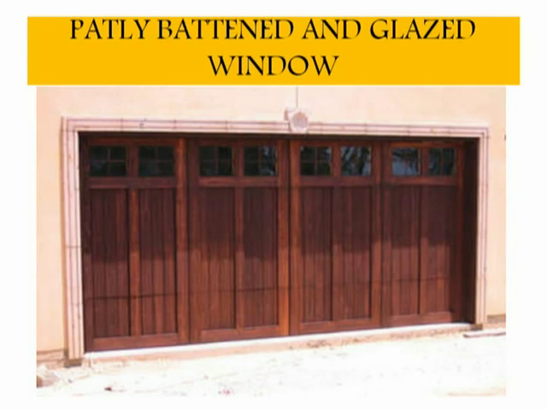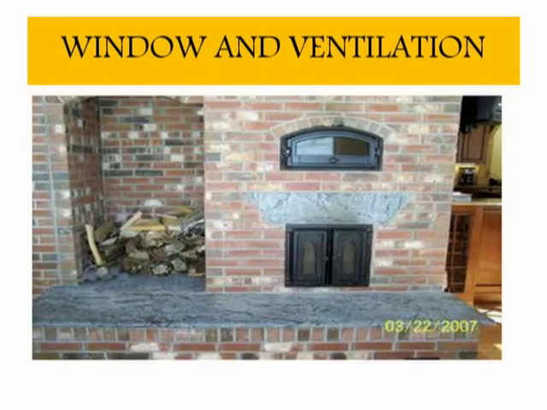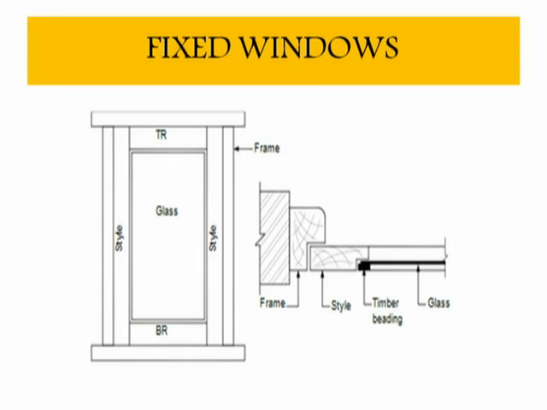Here is a picture of the partly battened and glazed window. Ventilators are there with this glass. So this is a partly battened and partly glazed window. This is also a picture of a window where ventilation is also provided.